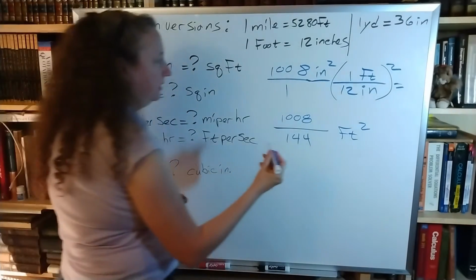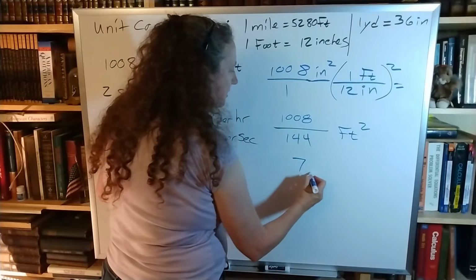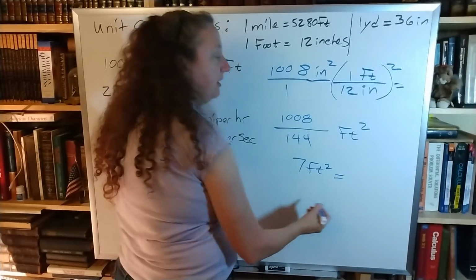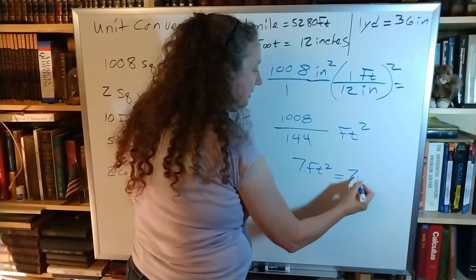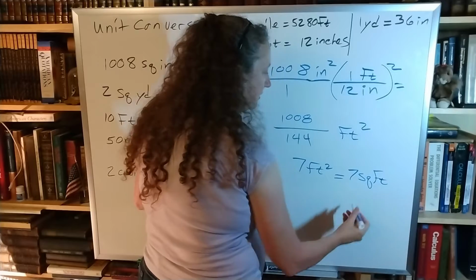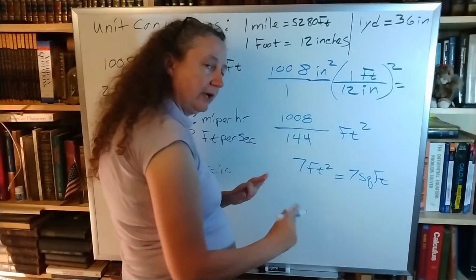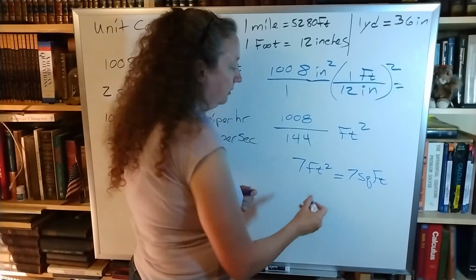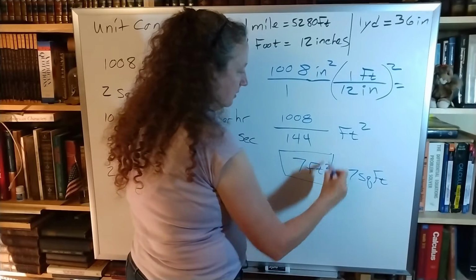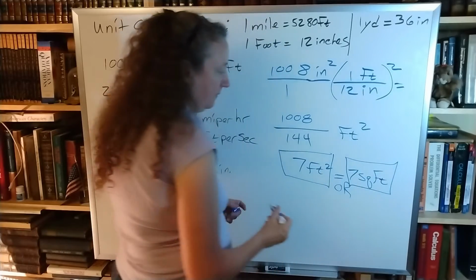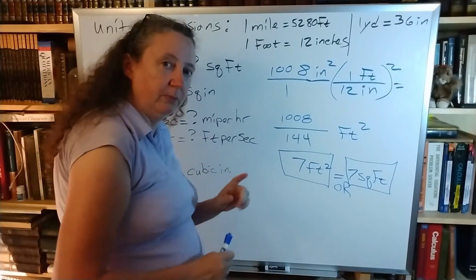So my answer is 7 feet squared, which is the same as if I were to say 7 square feet. And it's either one. You don't have to write both. It's one or the other, whichever one you like to use. So it's your choice, but only one answer.